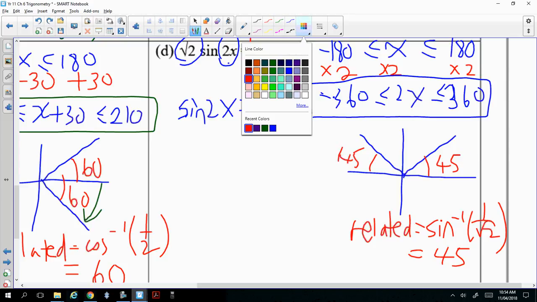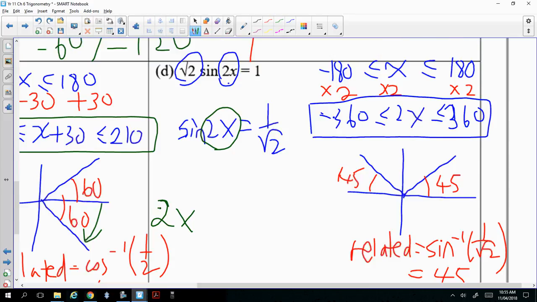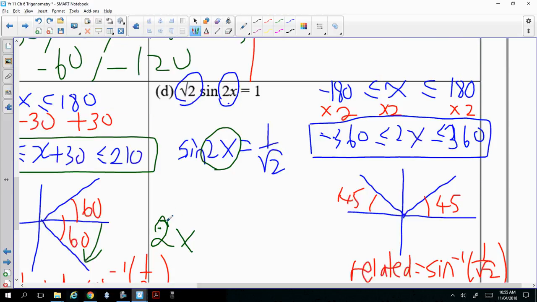Now remember, we're finding 2x first. That's why you need to know how far 2x can be. So for 2x, what we could do is going to be 2x. Okay, so we have to write down the first quadrant. First quadrant is 45. On the next quadrant, you do 180 minus 45.